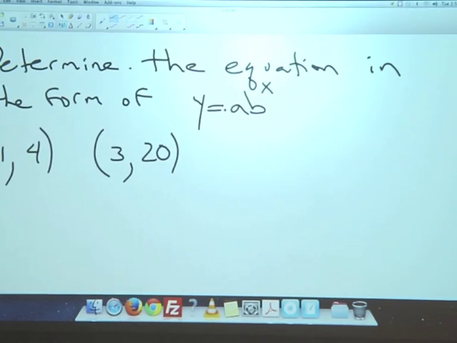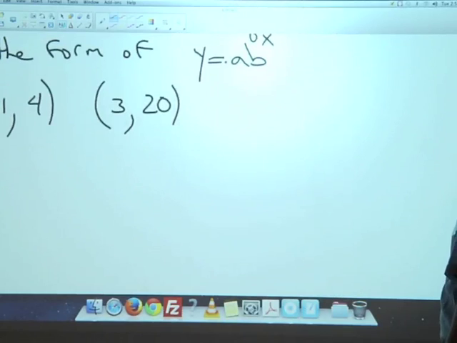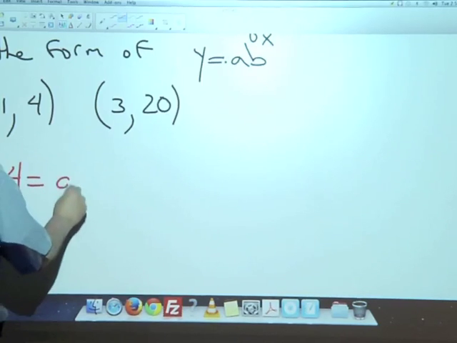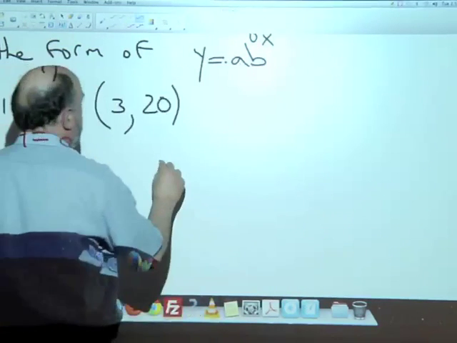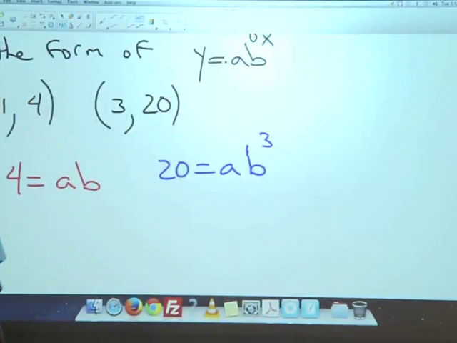I got my 2 points. First point is (1, 4). The second point is (3, 20). Well, if I look at this, then my first point would give me this equation: 4 is equal to ab, because after all, this is the y, this is the x. My second point would give me 20 is equal to a b to the third.